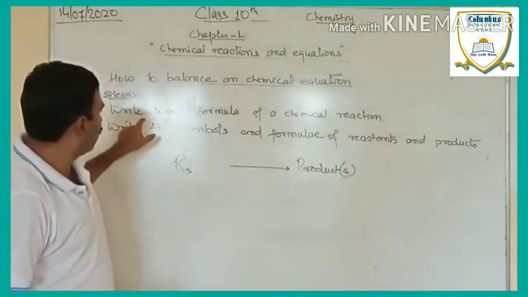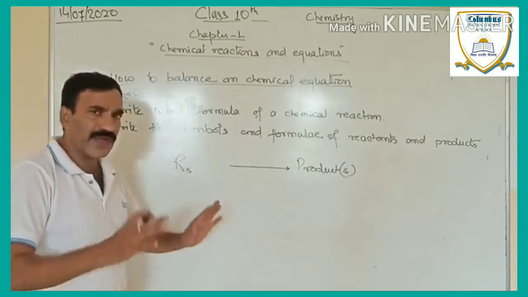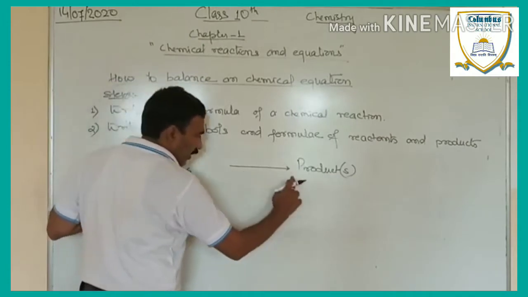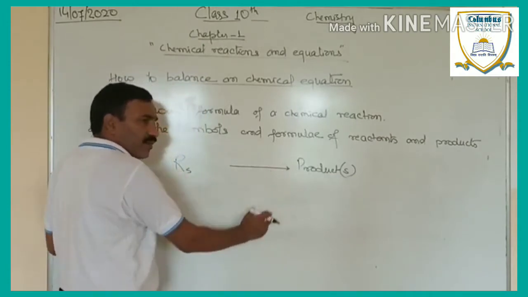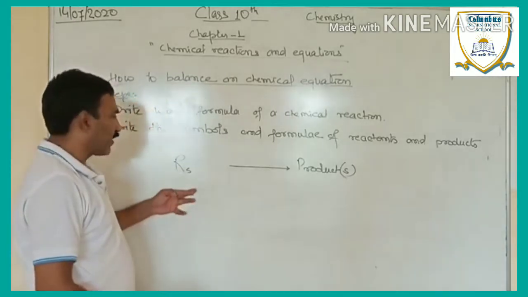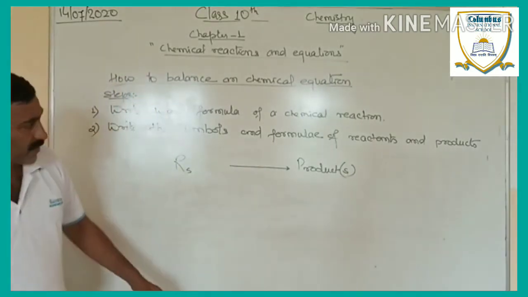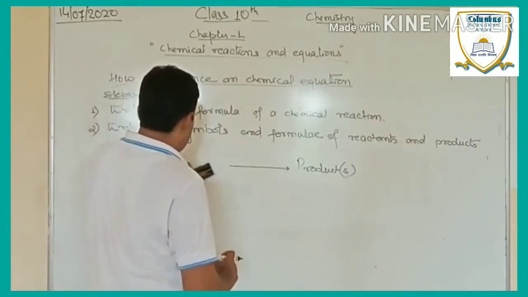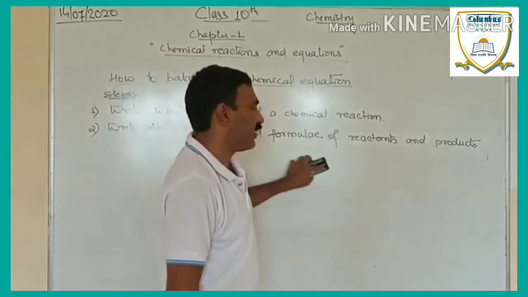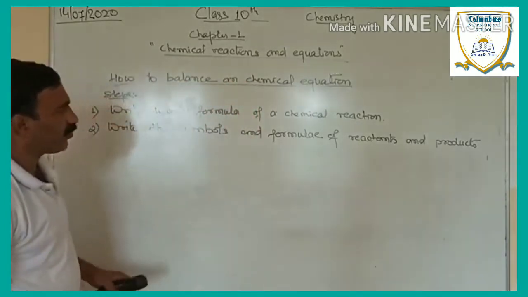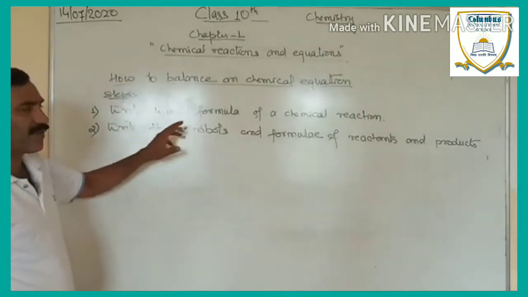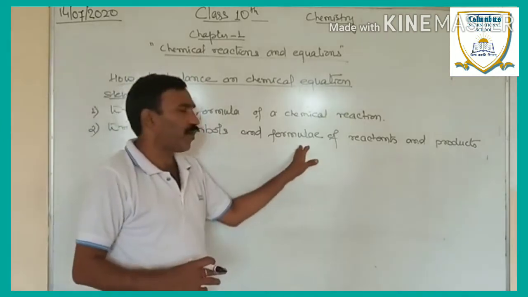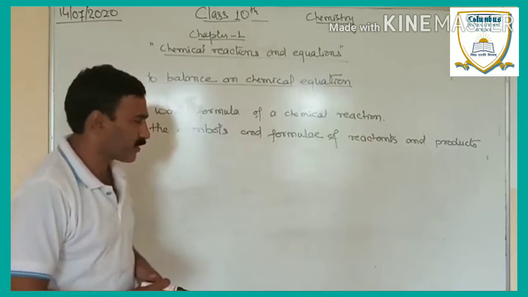So this is the proper way to write the word formula. I am just reminding you how to write. There is an arrow mark pointing toward the right, which separates the reactants and the products. Now the second is to write down the symbol and formula of the reactants and the products. Each and every element has its own symbol. Firstly, you have to write the word formula. After that, you have to write the symbols and formulas of the products as well as the reactants.